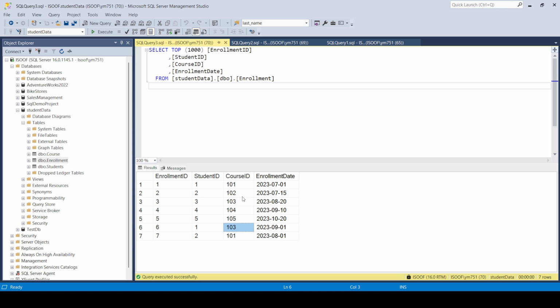So a foreign key can contain duplicate values and it can also contain null values, but the primary key column cannot contain null values and it cannot contain duplicate values. Hope you understand these concepts.